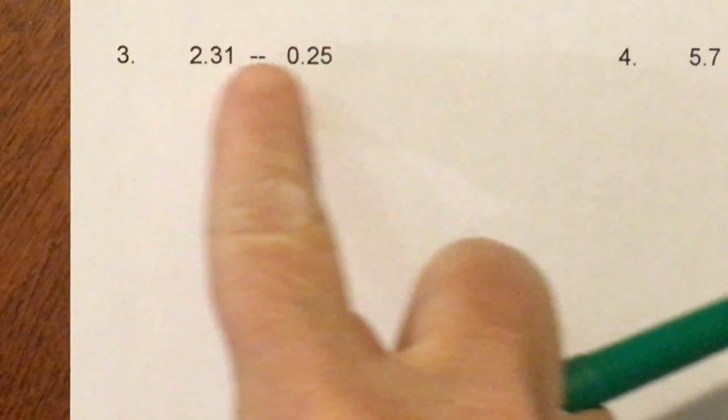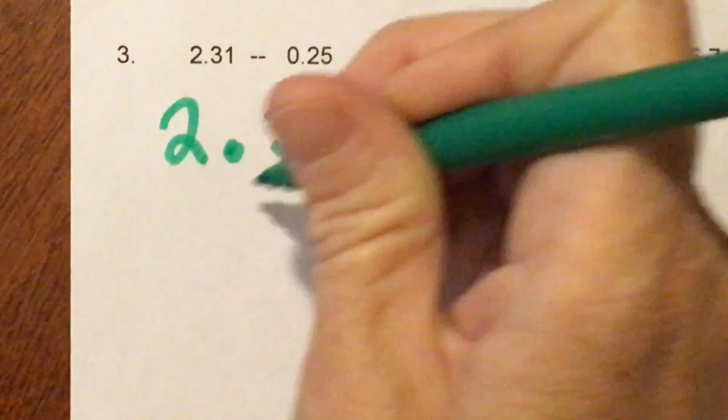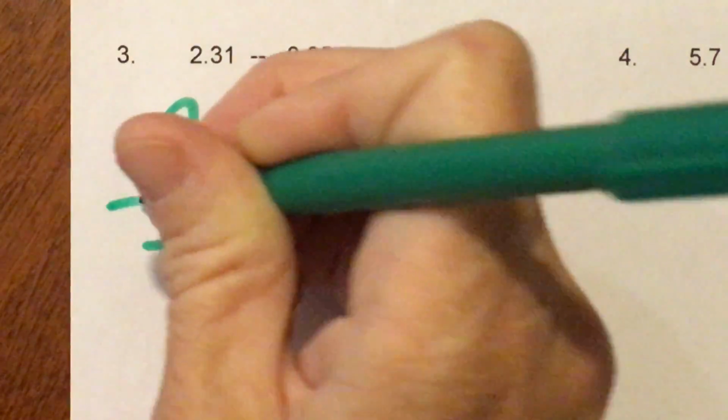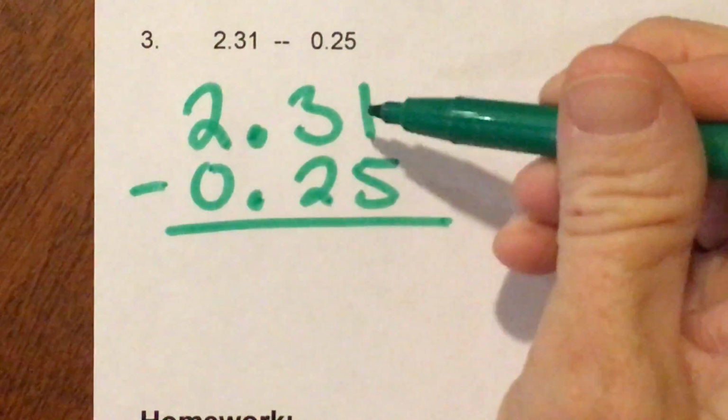Okay, number 3. Step 1 is they both have decimals, so I can skip it. Step 2 is I'm going to set up my problem vertically, being sure to line up my decimals. Step 3 is I'm going to add zeros to create a box, but I don't need to. So step 4 is I'm going to subtract.